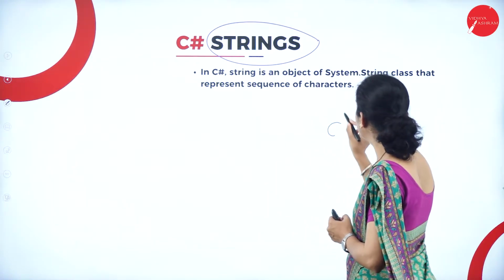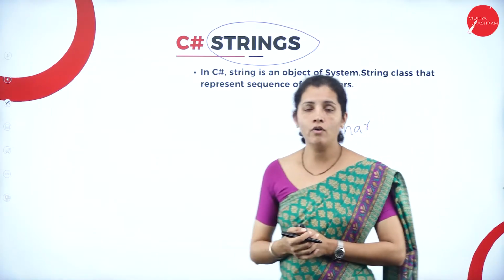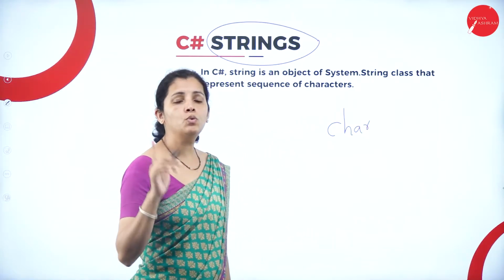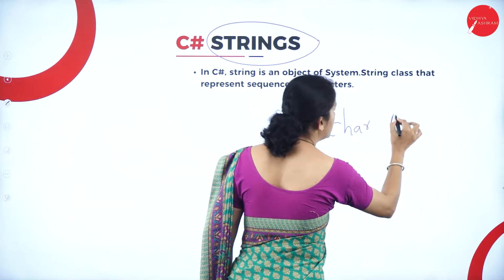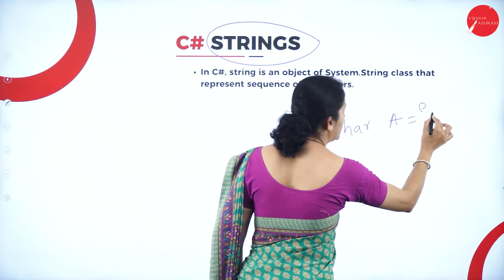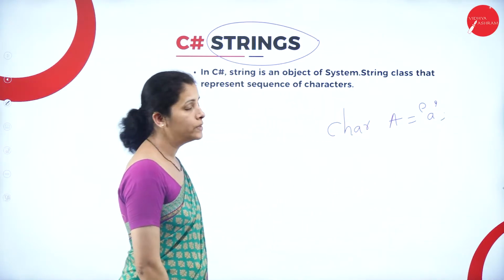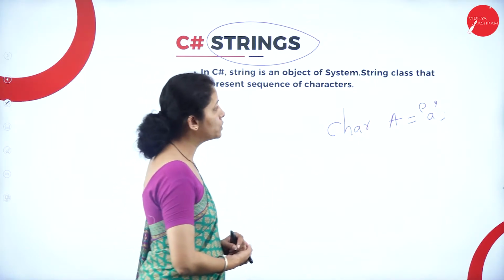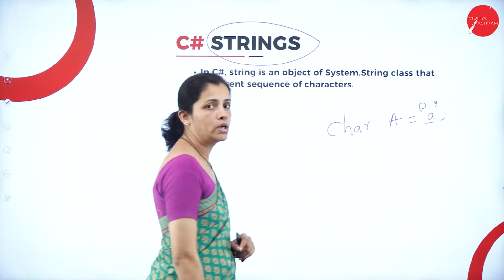Dear student, here character is nothing but one kind of data type, and it is capable of storing only one byte at a time. So if I write A, then I can store only one character at a time. And to make it a character, I'm going to write that character within single quotes.